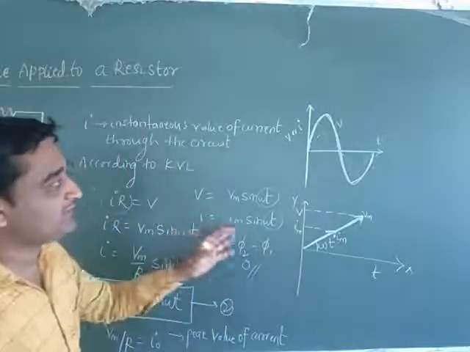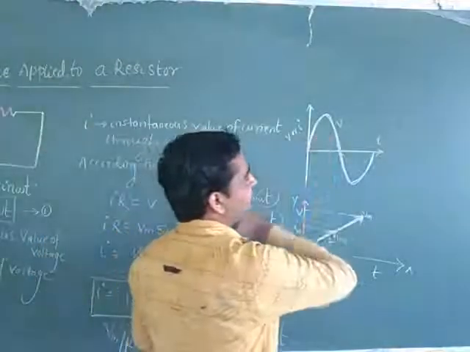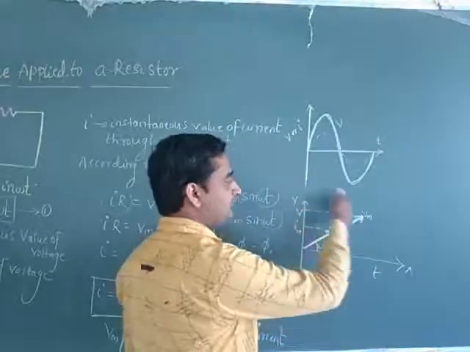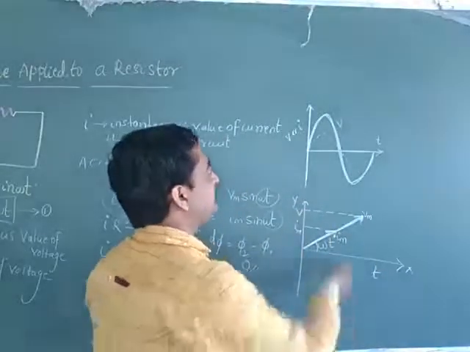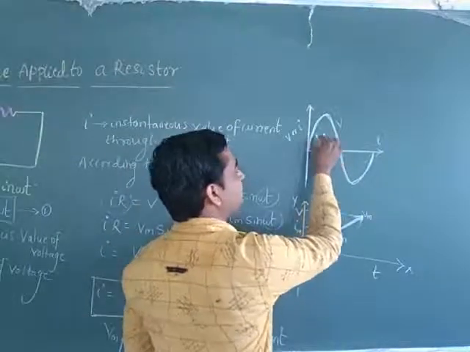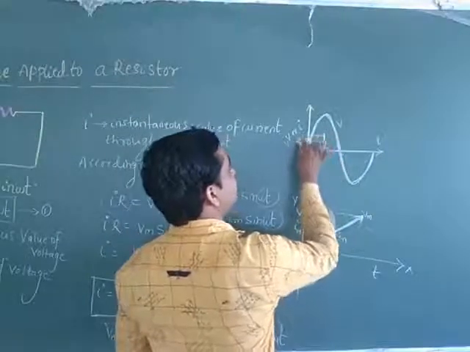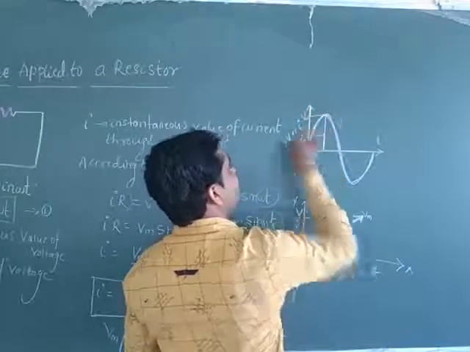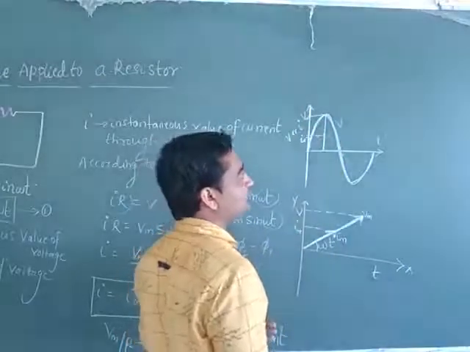So in this way you have to represent the phasor diagram. And also you can see here the sinusoidally varying AC voltage and AC current, and this is in terms of the phasor diagram, right? This represents the peak value of the AC current, Im, and this is Vm, the peak value of the voltage.